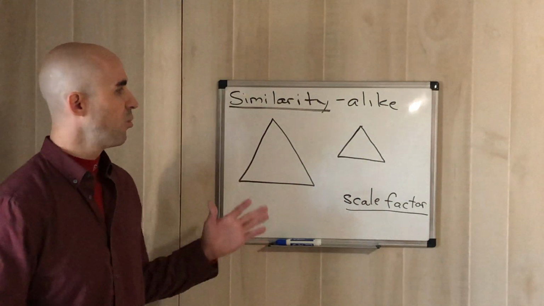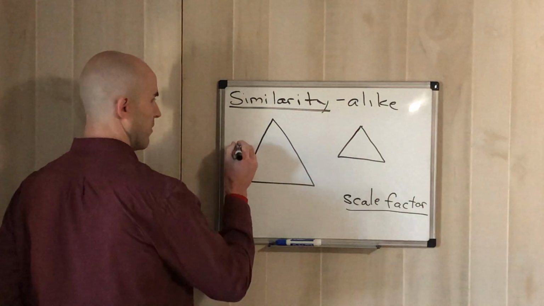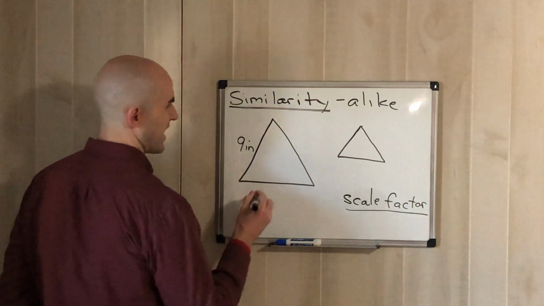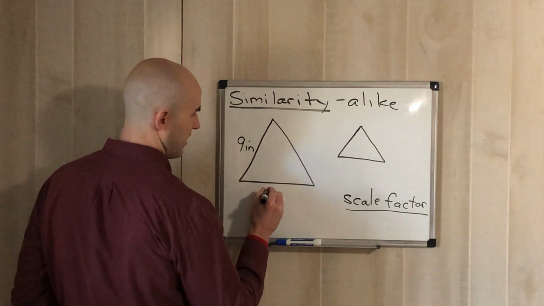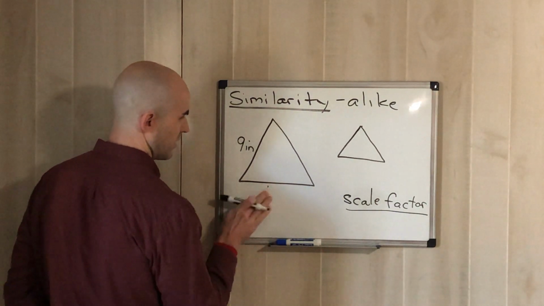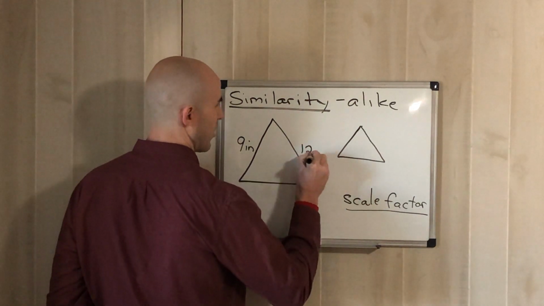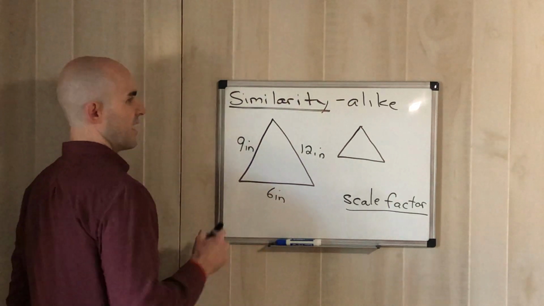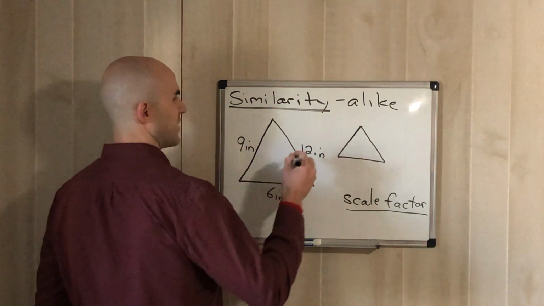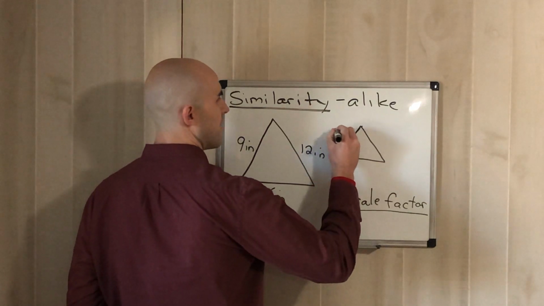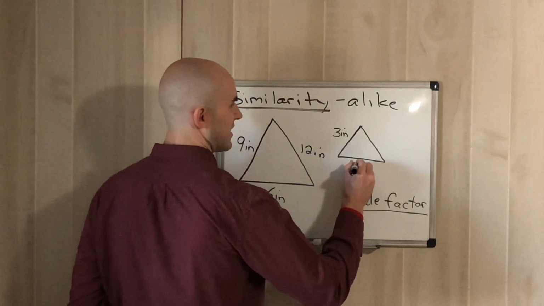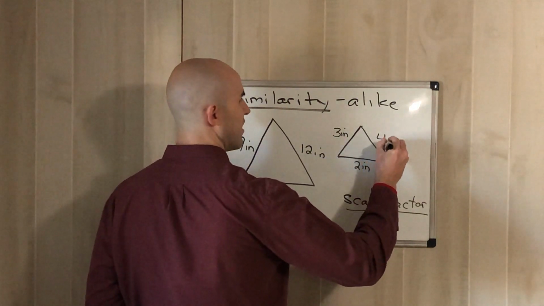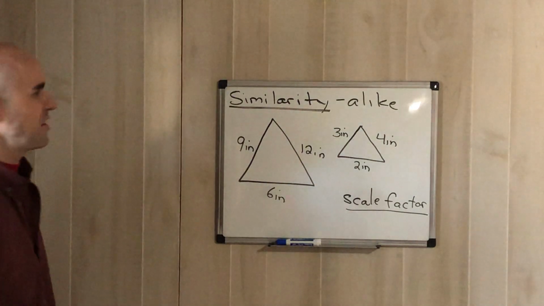So whenever we're dealing with figures, let me start throwing in numbers. Let's say that this side here is going to end up being 9 inches, right? That's 9 inches. Let's make this side here 12 inches. Let's make this side here 6 inches, right? And that's 9, that's 12, that's 6, right? Let's say that this side here is going to end up being 3 inches. Let's say that this side here is going to end up being 2 inches. And let's say that this side here is going to end up being 4 inches, right? So now we have measurements.